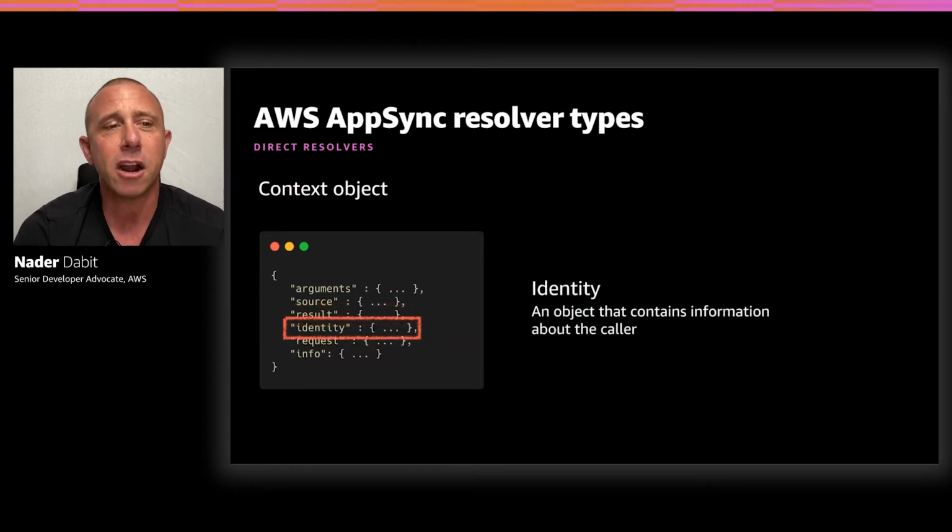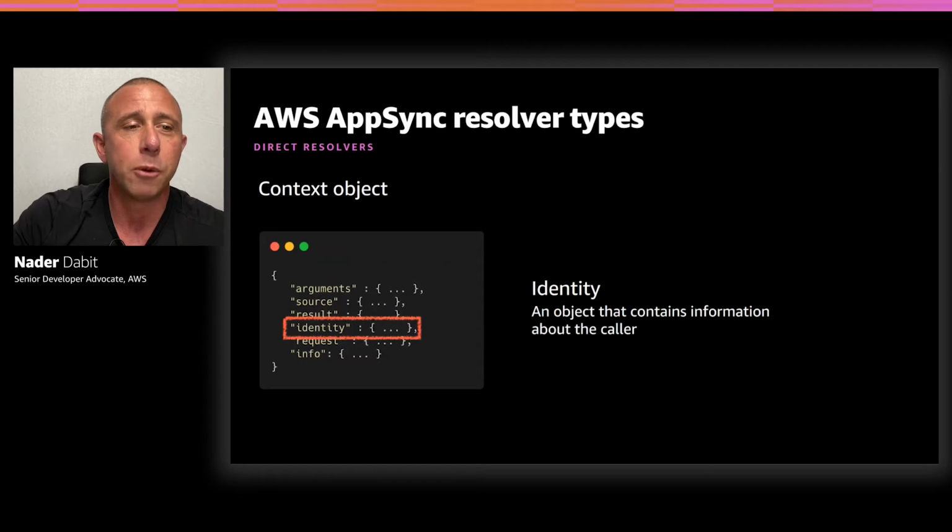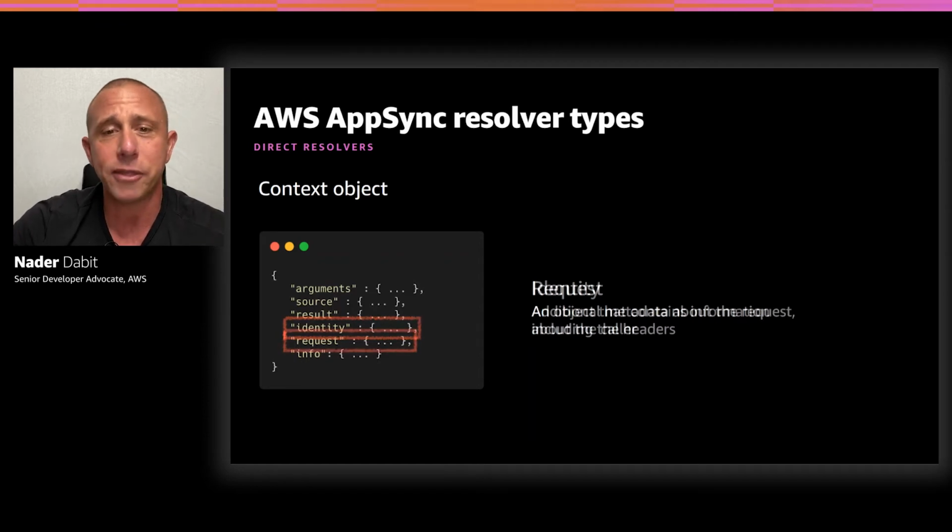If we're making an unauthenticated request, this will be null. But if there is a signed-in user, this will have the ID token of the signed-in user. So here we could get things like the user's email address, or maybe some other metadata associated with their signed-in user attributes. The request is going to have information about the request. So typically, this is going to be used for getting information out of the headers. And then finally, we have the info object.